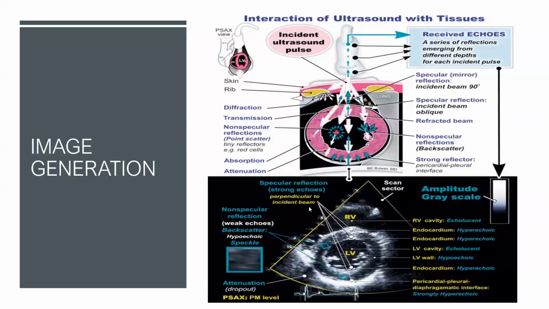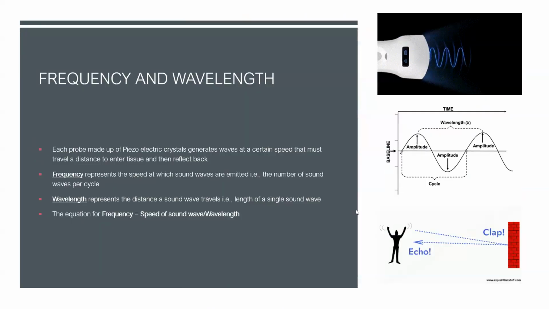And this is a very high quality image of the right ventricle and the left ventricle. But we can alter these properties of sound waves to make our image better, and if we don't do it properly, it can make things much worse. That brings me to the most important topic today, and that is the interaction of frequency and wavelength.